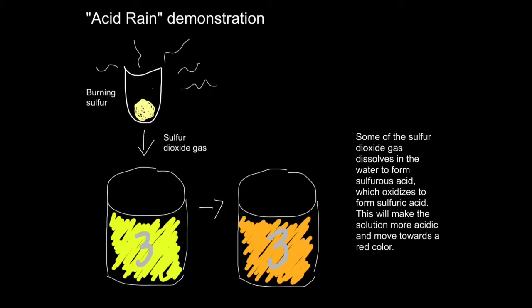I would do this by lowering a crucible with burning sulfur into container number 3. Some of the sulfur dioxide gas that is produced by the burning of sulfur dissolves in the water to form sulfurous acid, which oxidizes to form sulfuric acid. This will make the solution more acidic and move towards a red color.